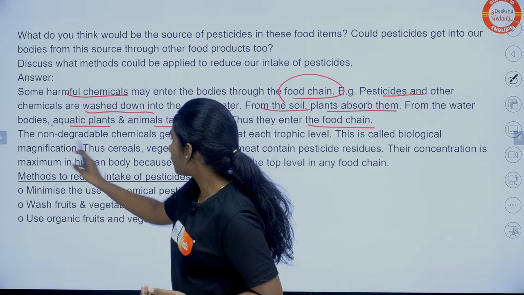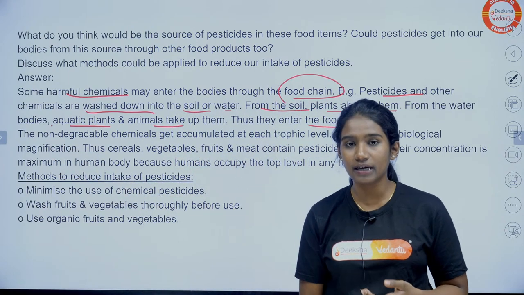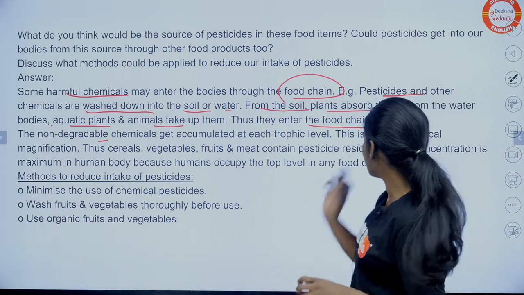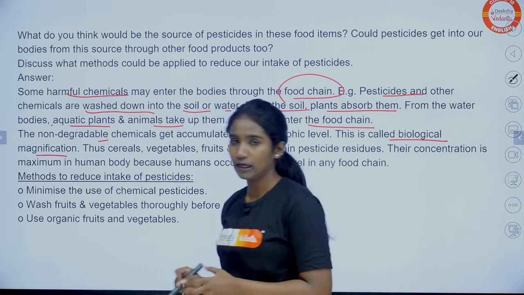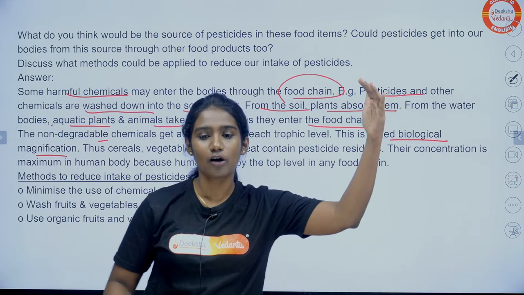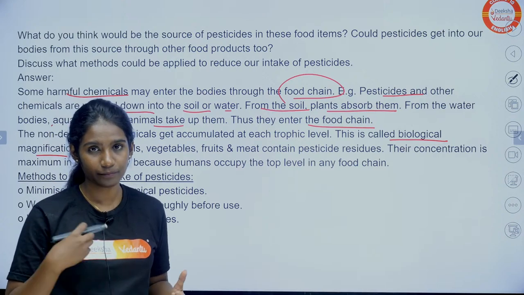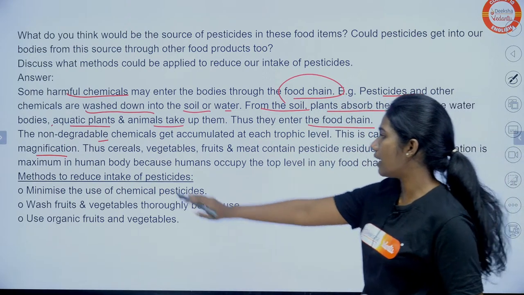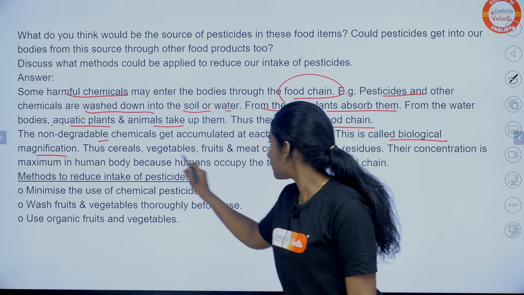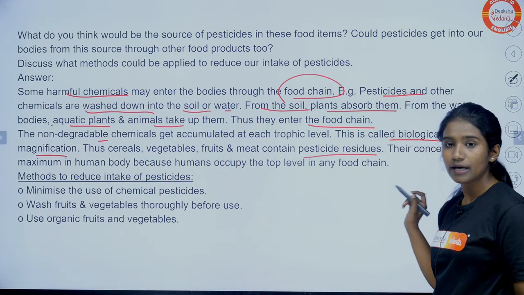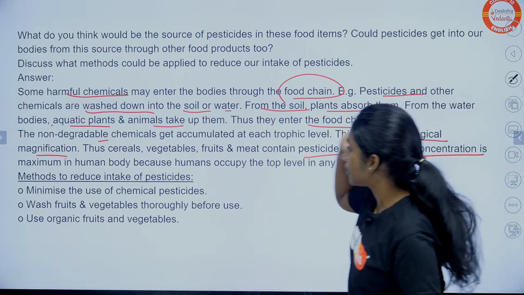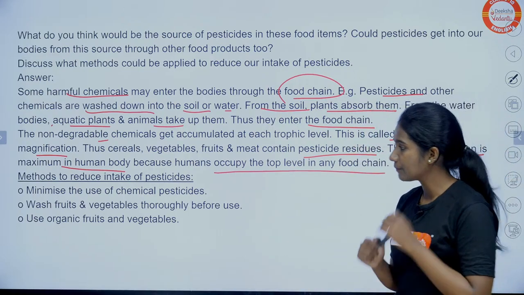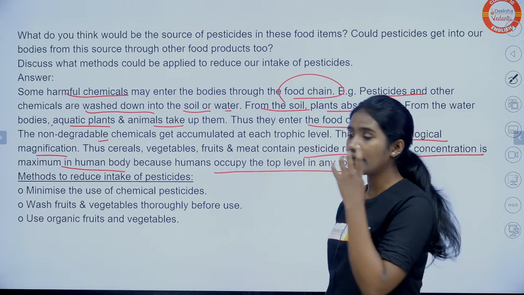Okay, fine. And these chemicals, do you think they can be degraded easily? No, right? They are non-degradable chemicals. So, they get accumulated in our body. And that process is called biological magnification. Always those life forms which are present on top will get more chemicals. They will accumulate more chemicals, and that is called biological magnification. So, cereals, vegetables, fruits, and meat contain pesticide residues, and their concentration is maximum in the human body because humans occupy the top level in the food chain.